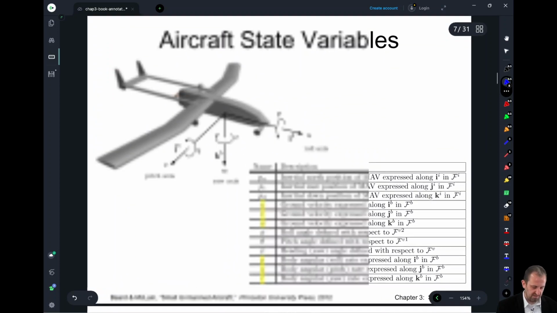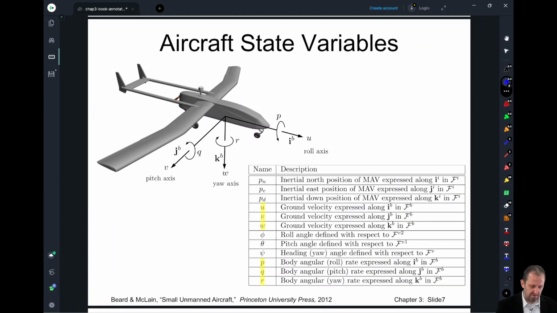Recall our aircraft state variables. We defined all of our states. We know what u, v, and w are. u, v, and w are our translational velocities defined in our body frame. So keep in mind we have that body frame, and we also have our rotational velocities defined in that body frame. Keep this picture in mind. We're going to first delve into u, v, and w, and then we'll jump into p, q, and r.